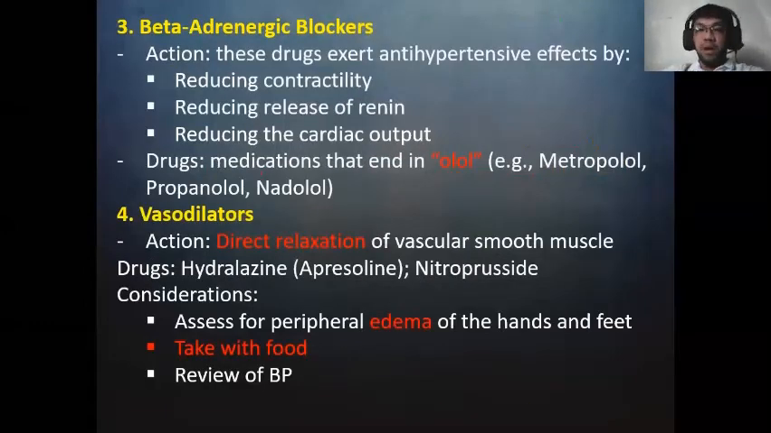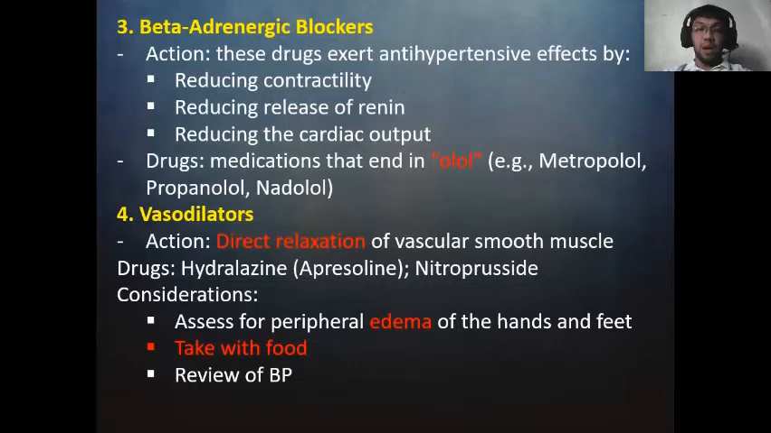Now we go to the beta blockers or beta adrenergic blockers. Action of these drugs are the following. They exert anti-hypertensive effects by reducing cardiac contractility. They also reduce the release of renin from the kidneys. They reduce the cardiac output. Examples of drugs from beta blockers are the ones always ending in olol, like metoprolol, propranolol, nadolol. These are examples of our beta blockers.